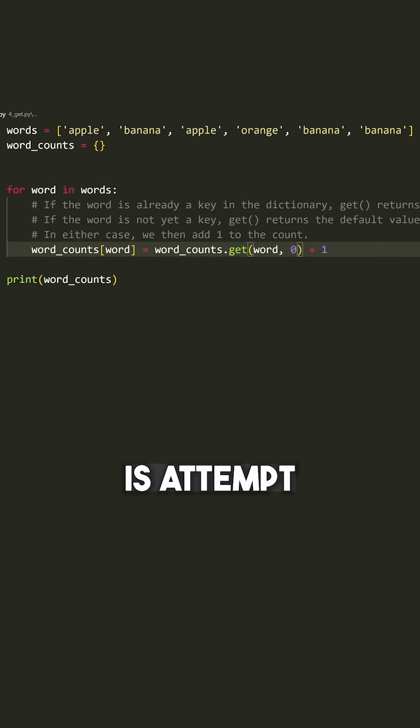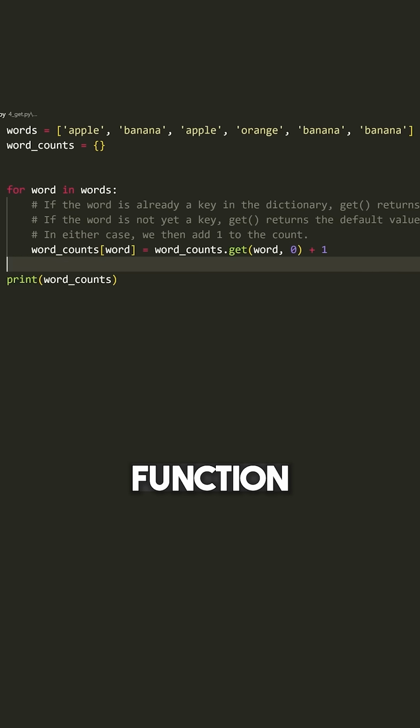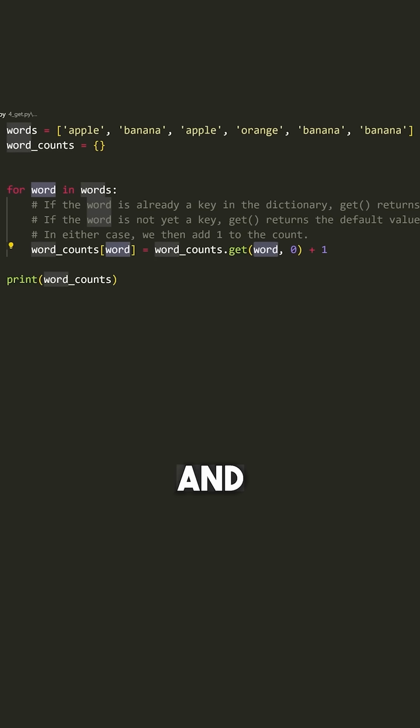What .get will do is attempt to get the value associated with a key, but if that key does not exist, it will return whatever default value you provide as the second argument to this function. So in this case, I attempt to get the keyword, and if the keyword does exist, I get the value associated with it. Otherwise, I just get 0.